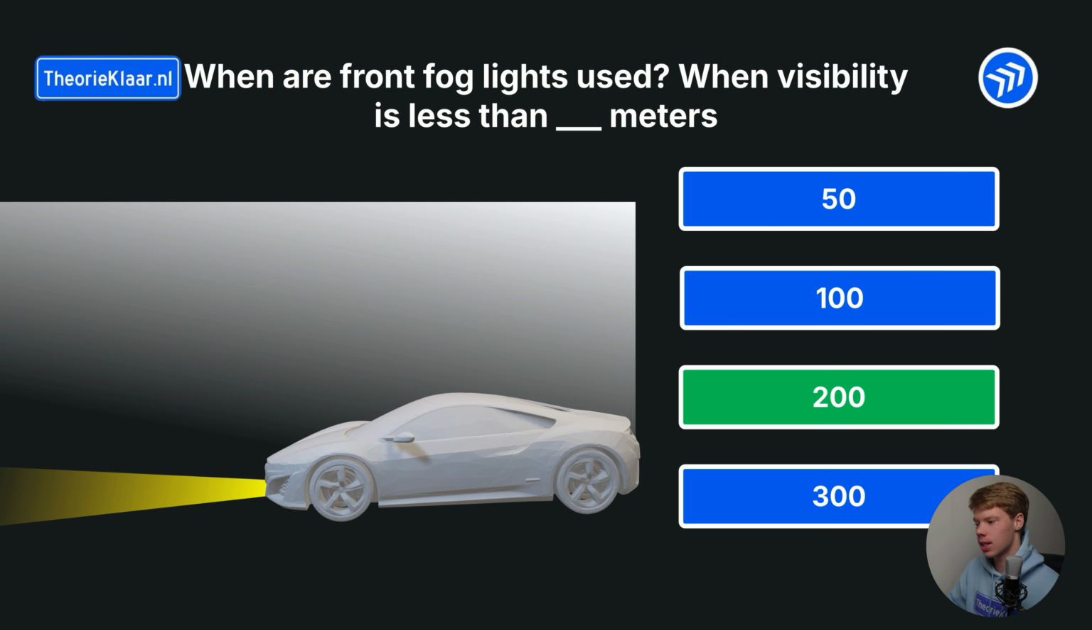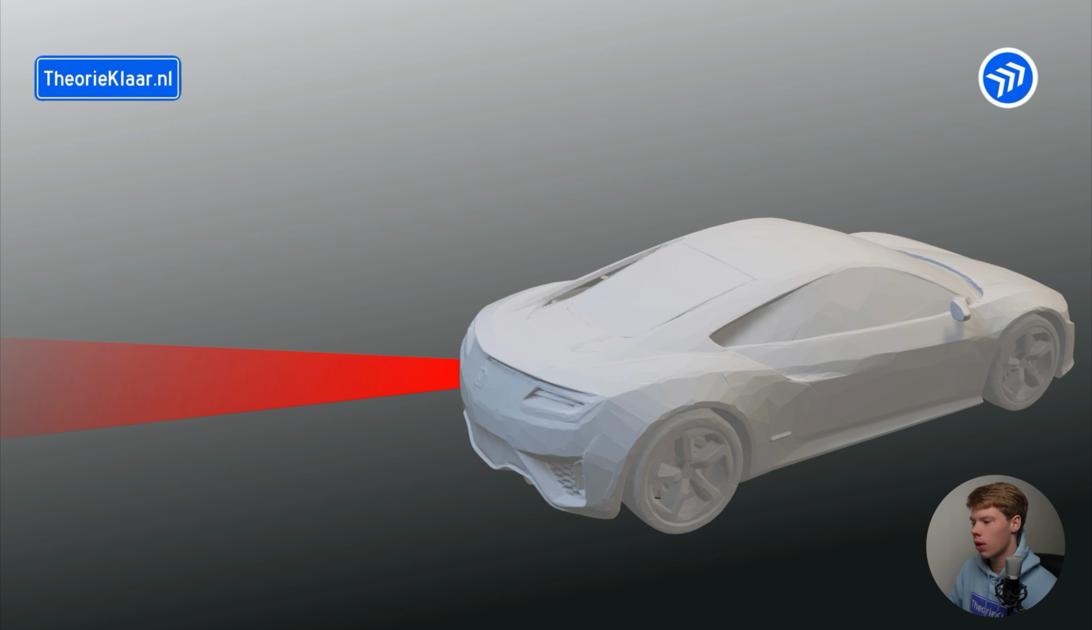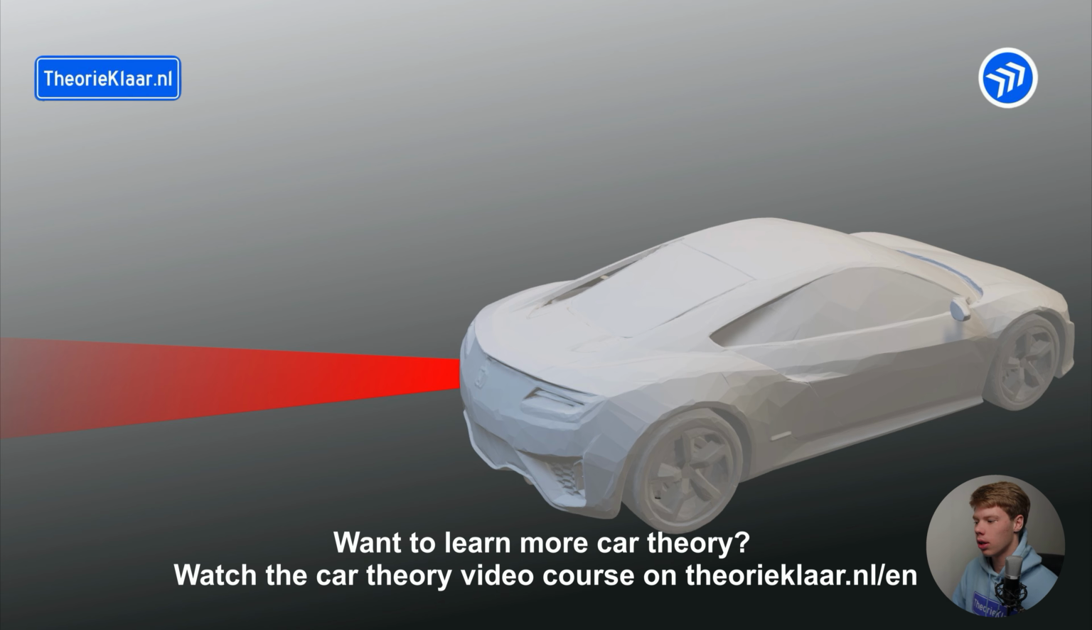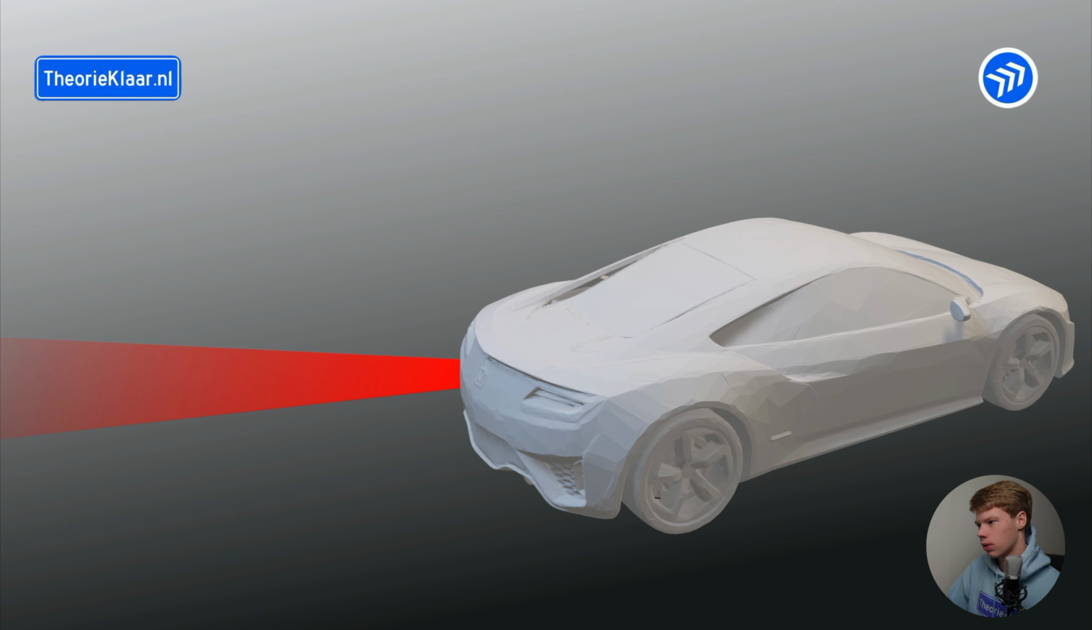If your visibility is less than 200 meters due to fog, snow or rain, then you may turn on your front fog lights. But keep in mind, the rear fog lights may only be turned on in fog or snow and not the rain. And the rear fog lights may only be turned on when the visibility is less than 50 meters instead of 200.